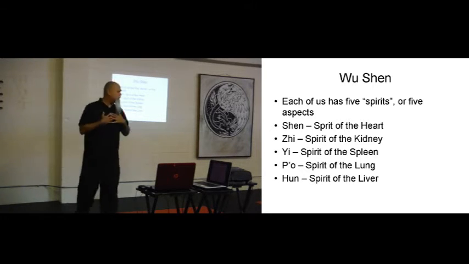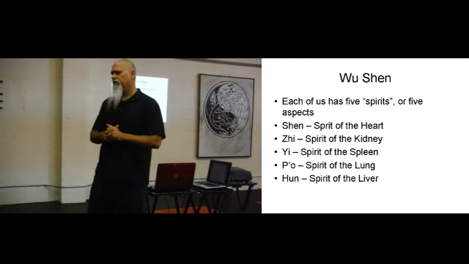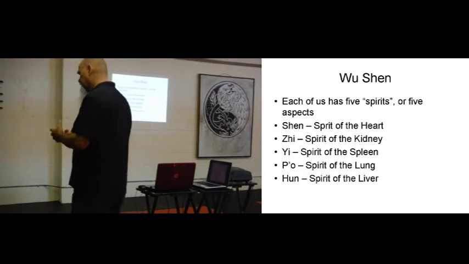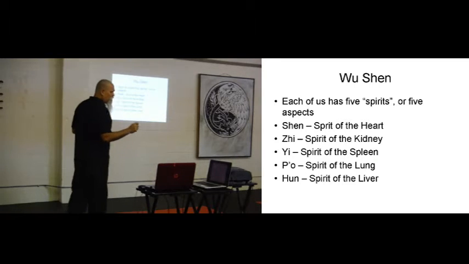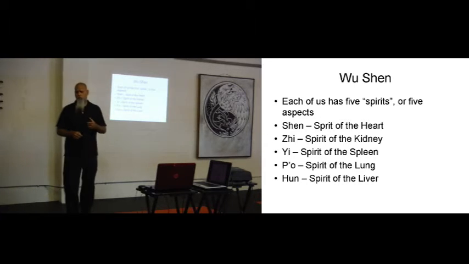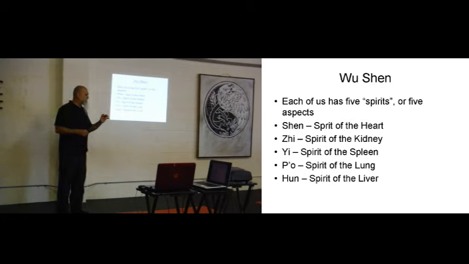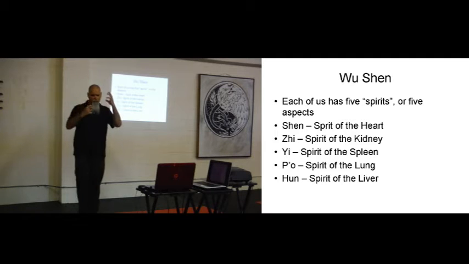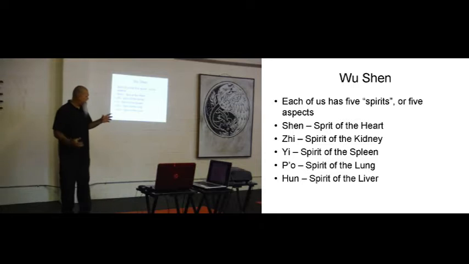The Shen is the spirit of the heart, and it governs what we call the PSEs, the psychological, spiritual, and emotional parts of your existence. That's your Shen. Then there's the spirit of the kidney, which is Zhi. Zhi is like willpower. Yi is the spirit of the spleen, and that's particularly important for our practice in Qi Gong. Yi is something like intention, thinking, processing. It's the part of your brain that's working to figure out problem solving and stuff like that.